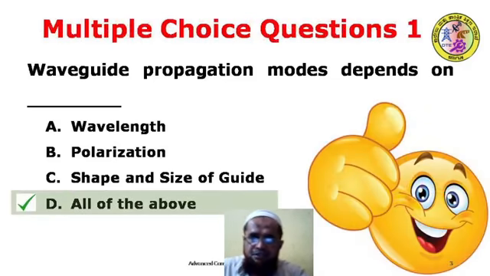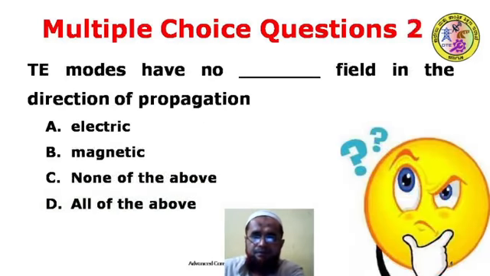The answer for that is all the above. Waveguide propagation modes depend on wavelength, polarization and shape and size of waveguide. Second question is, TE modes have no dash field in the direction of propagation: electric, magnetic, none of the above, all the above. Answer please.